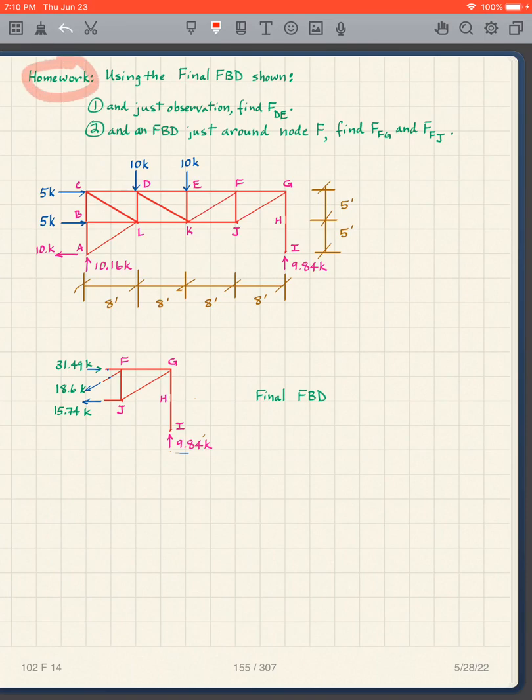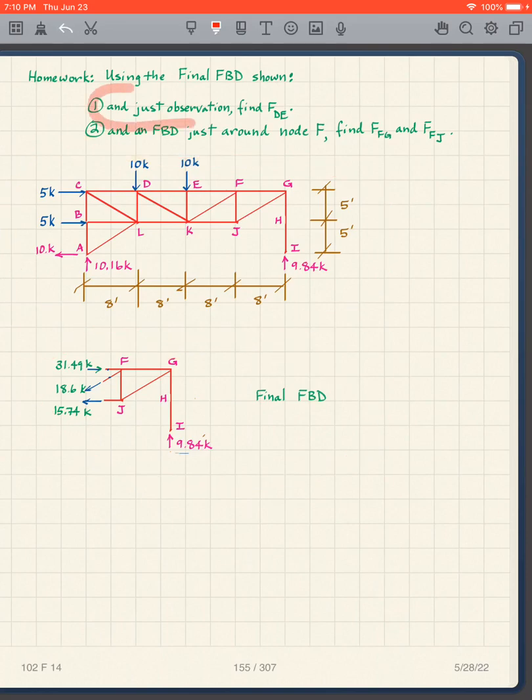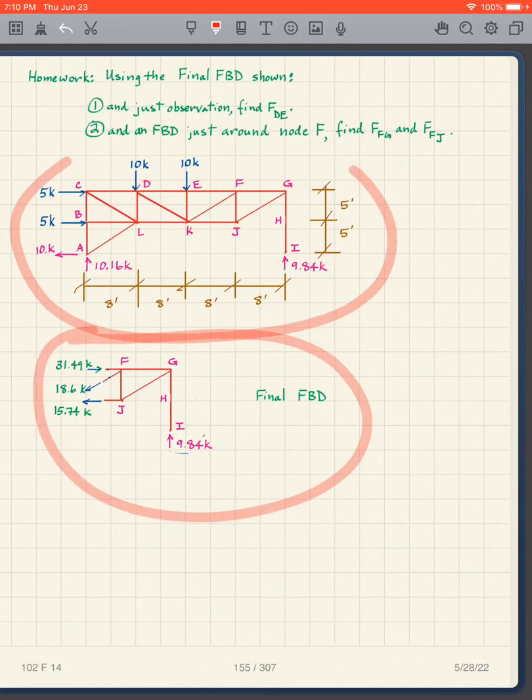Again, some homework here using this final free body diagram here and here, sorry. These two free body diagrams. And just by observation, find FDE. Okay, so FDE is here, so use observation to find FDE. No calculations, just look at what I have here and the way this is set up here.